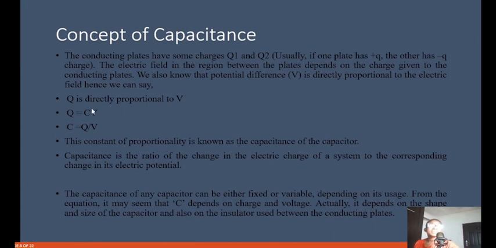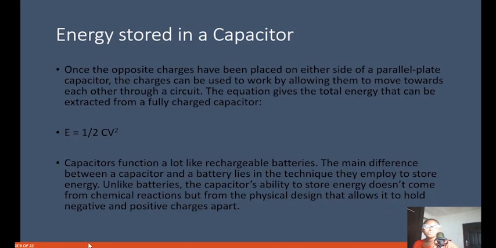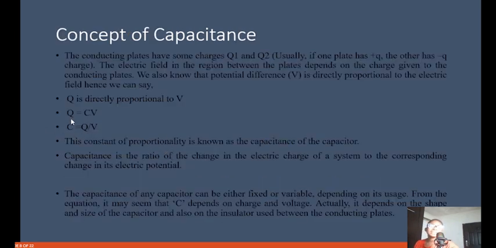And if we make C the subject of the formula, C is going to be equal to Q over V. That was how we got our C, and this is the capacitance of the capacitor. So the capacitance of a capacitor, which is a constant of proportionality, is the charge Q divided by the potential difference, because our Q is directly proportional to V.